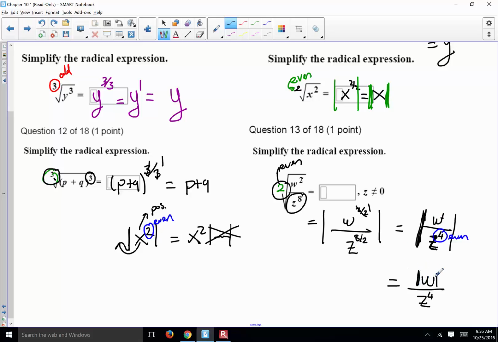Yeah, does it make sense? So I just shrink this absolute value to cover only this guy, not z to the 4th. It doesn't need it because it's always positive. There is no possibility of being negative. Only w needs it because w can be negative, so we need to fix it. Alright?